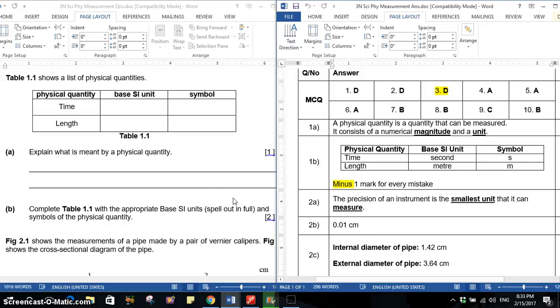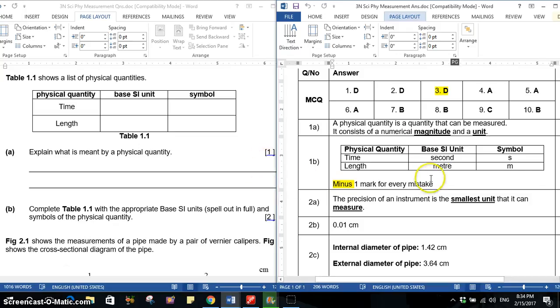Now we are here for the structured questions. First, this is a definition question for physical quantity. The two keywords for physical quantity in terms of definition are it consists of a numerical magnitude and a unit. Please don't confuse this with vector, which is having magnitude and direction.